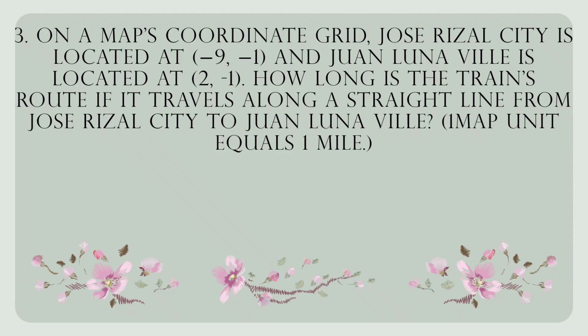Okay, next. On a map's coordinate grid, a city is located at negative 4, negative 1, and Juan Lunaville is located at 2, negative 1. How long is the train's route if it travels along a straight line from the city to Juan Lunaville? One map unit is equal to 1 mile. First we need to identify the x sub 1, which is negative 9, and the x sub 2 is 2.